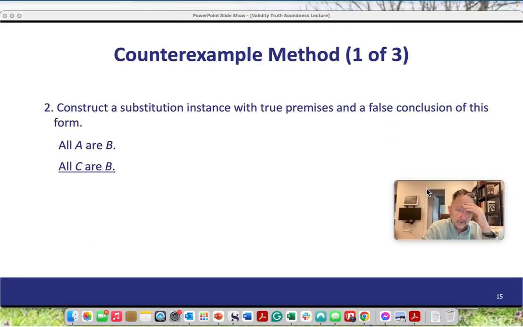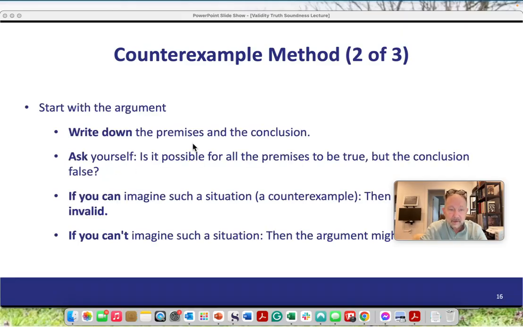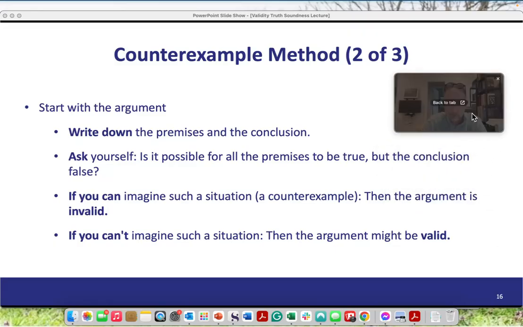So here's the counterexample method, right? Construct a substitute instance with true premises and a false conclusion. So all A are B, all C are B, right? Then write down the premises and the conclusion. Ask yourself, is it possible for the premises to be true but the conclusion to be false? If you can imagine a situation, then that is invalid. If you can't imagine a situation, the argument may be valid, right? It still could have some errors in it, but for the most part, this is a good test.